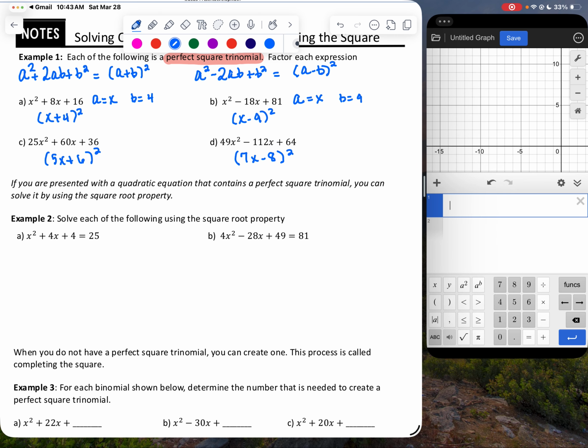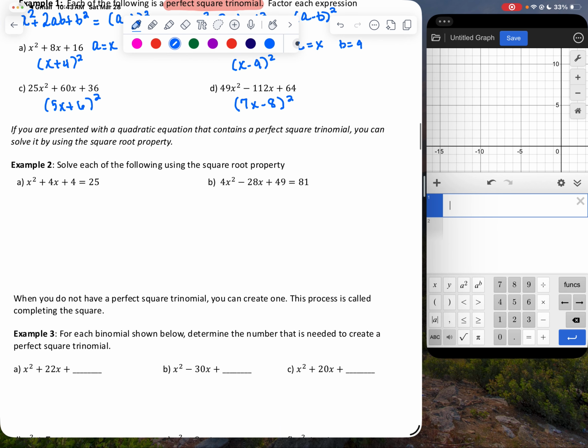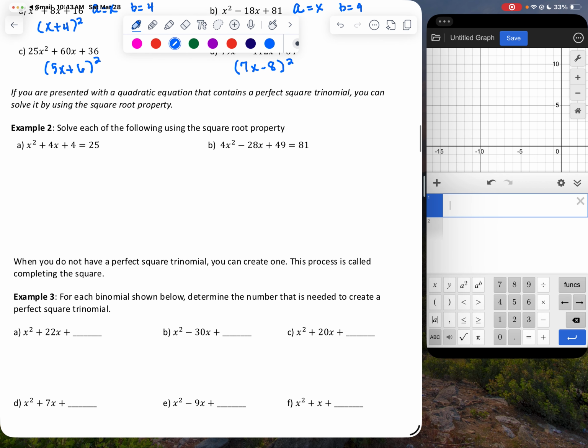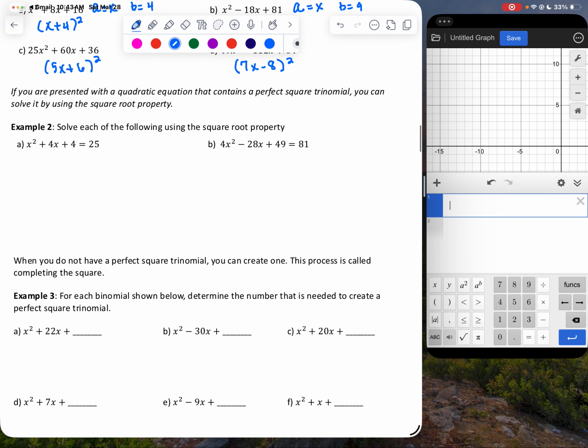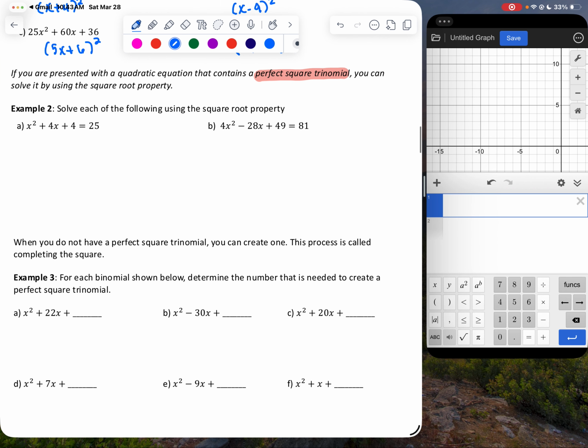Now, the nice thing about perfect square trinomials is if you're ever presented a quadratic equation that contains a perfect square trinomial, you can solve it using the square root property. So in example 2, it says solve each of the following using the square root property. In problem A, we have x squared plus 4x plus 4, so we have a perfect square trinomial that's equal to 25.